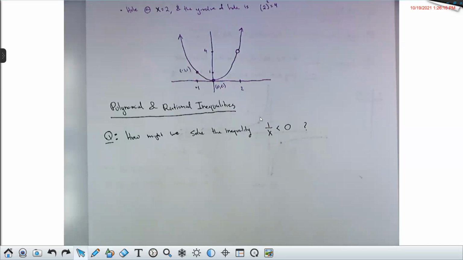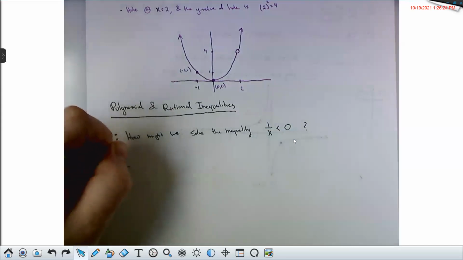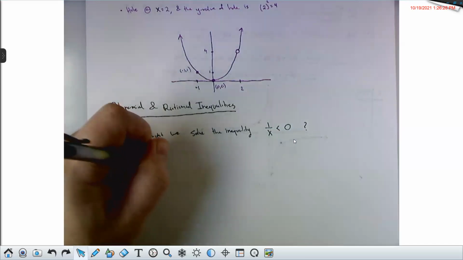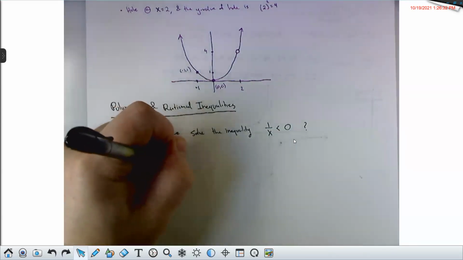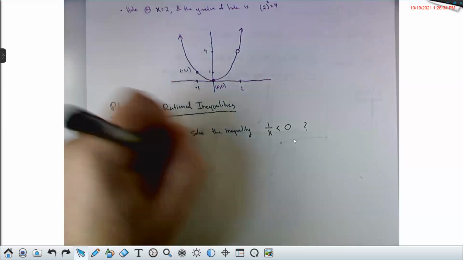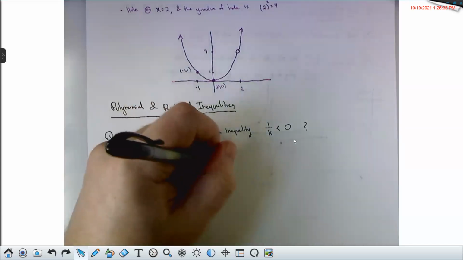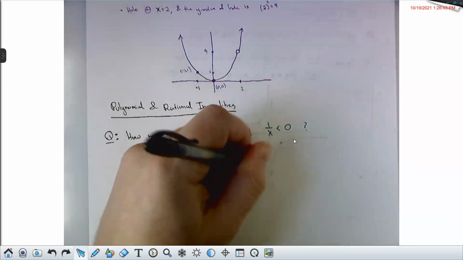I don't want to put you on the spot too hard, so I'll tell you what, when I've seen people encounter this sort of thing in the past for the first time, a very common move is to say, okay, well, 1 over x is less than 0. Let me multiply on both sides by x. I want to try and get x alone. Let's get it out of that denominator. That would mean 1 is less than 0 times x. And then 0 times x is always 0. So that would mean 1 is less than 0.